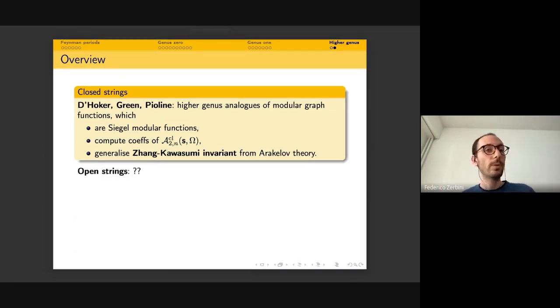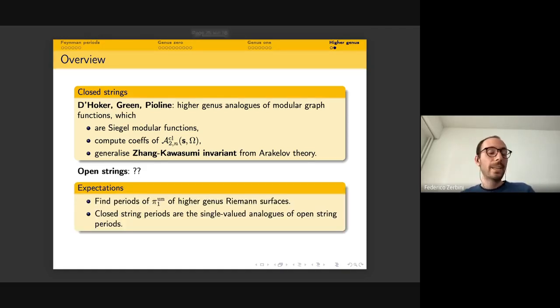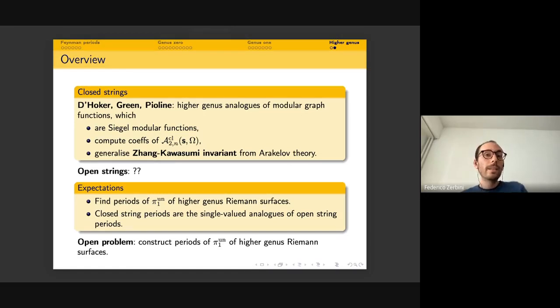And in the open string case, nothing is known in higher genus. Let me also mention that. And what is the expectation? The expectation is to find, in general, both in open and closed strings, periods of pro-unipotent completions of higher genus Riemann surfaces, as you do find in genus 0 and genus 1, and that the closed string periods are the single-valued analog of the open string periods, as we have seen in genus 0 and conjecturally in genus 1. But it's still an open problem to construct these periods of the pro-unipotent completion of higher genus Riemann surfaces.